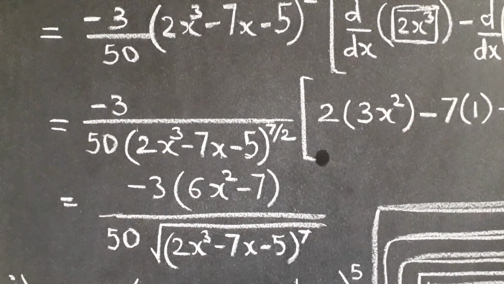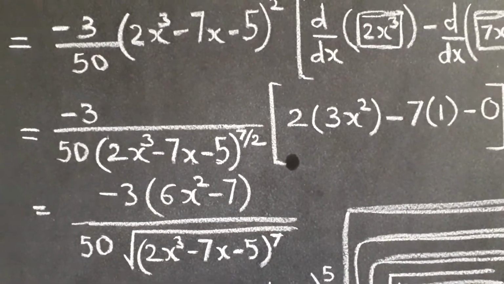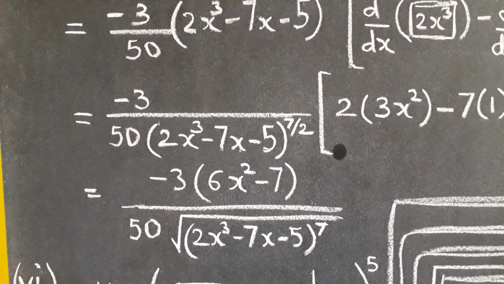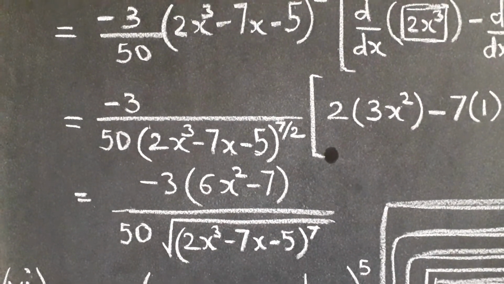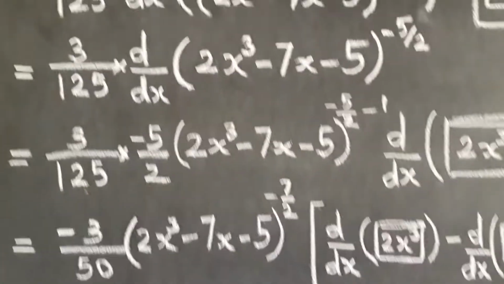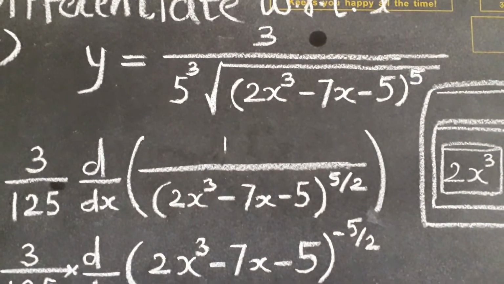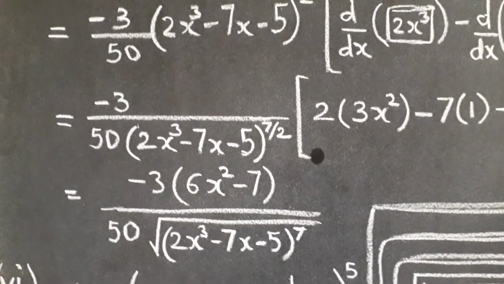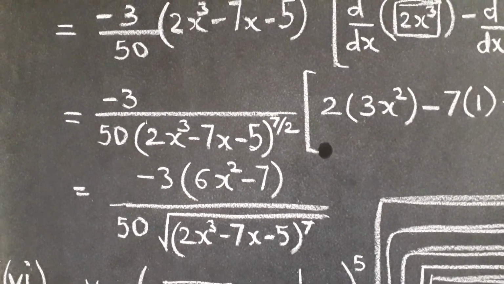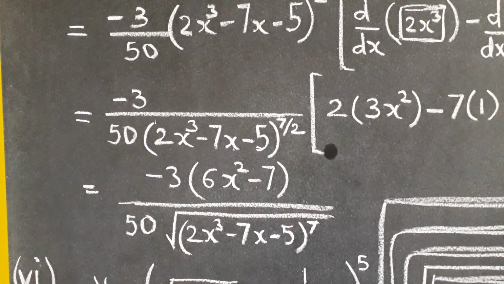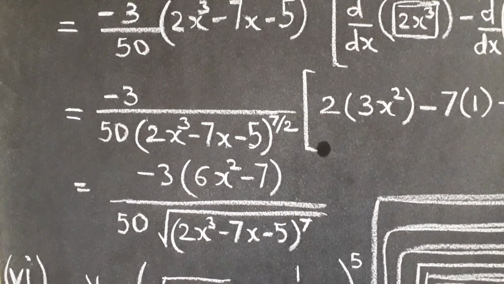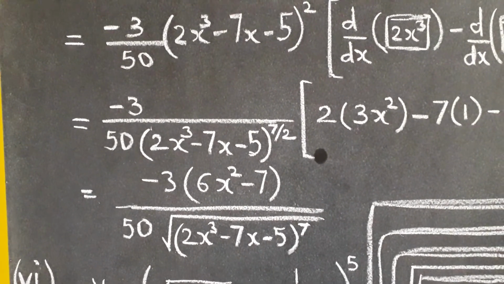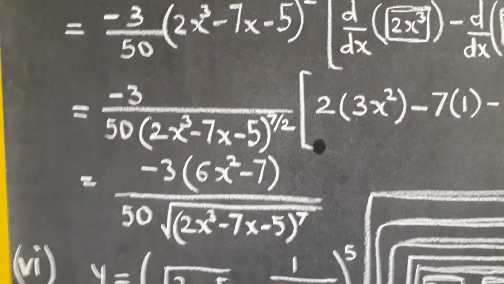2 into 3, that is 6x square, minus 7 minus 0, we don't write that 0, so minus 3 upon 50 times the square root of, instead of 7 by 2, since the first expression was in terms of square root sign, that is why I am writing it in square root sign. It is not necessarily that you have to express it in the square root sign. You can write it as it is, 7 by 2, or the way we have written here, square root of the whole bracket raised to 7, and that's it. Thank you.